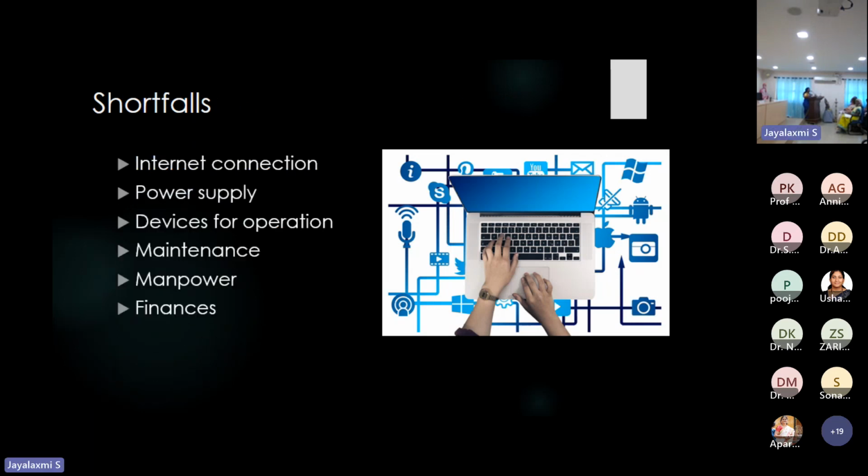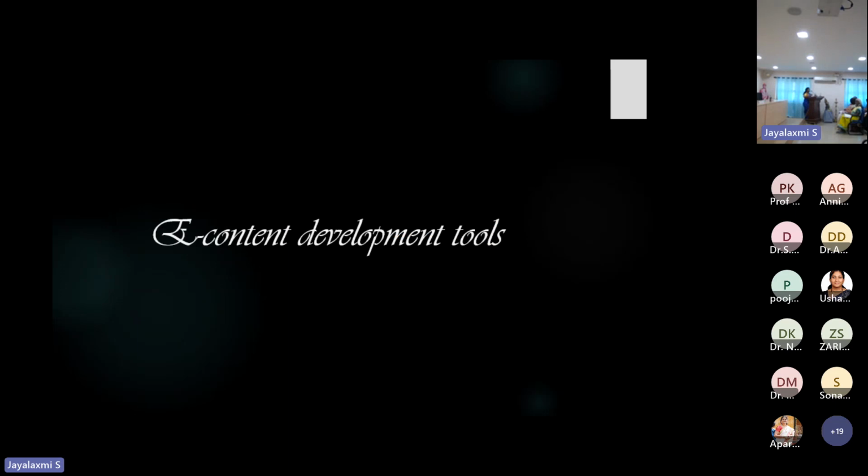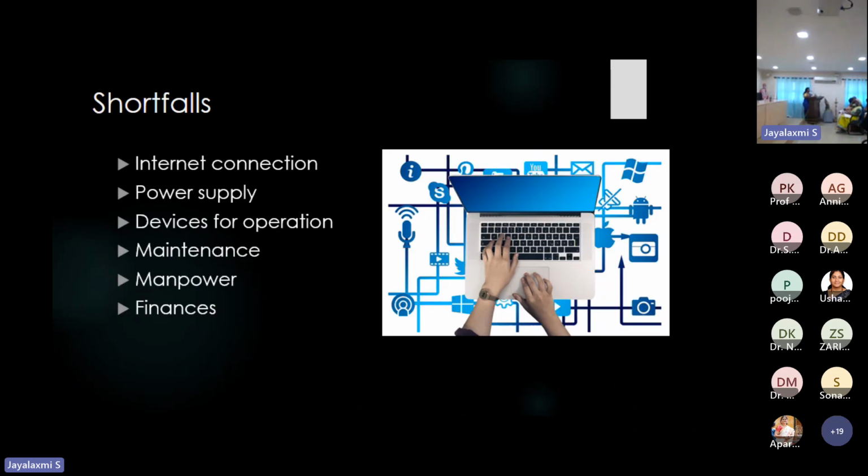So these are the shortfalls. If you see, the connection, power supply, devices for operation, maintenance, manpower, finances, everything comes into the picture, because without all this, we can't do this e-content. We say e-content, fine, but you need all these things.